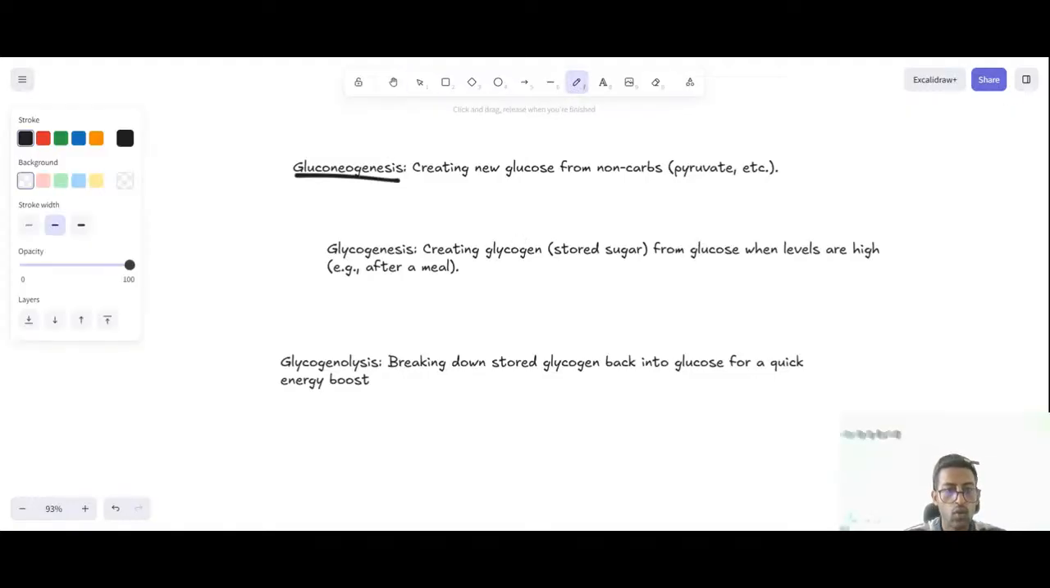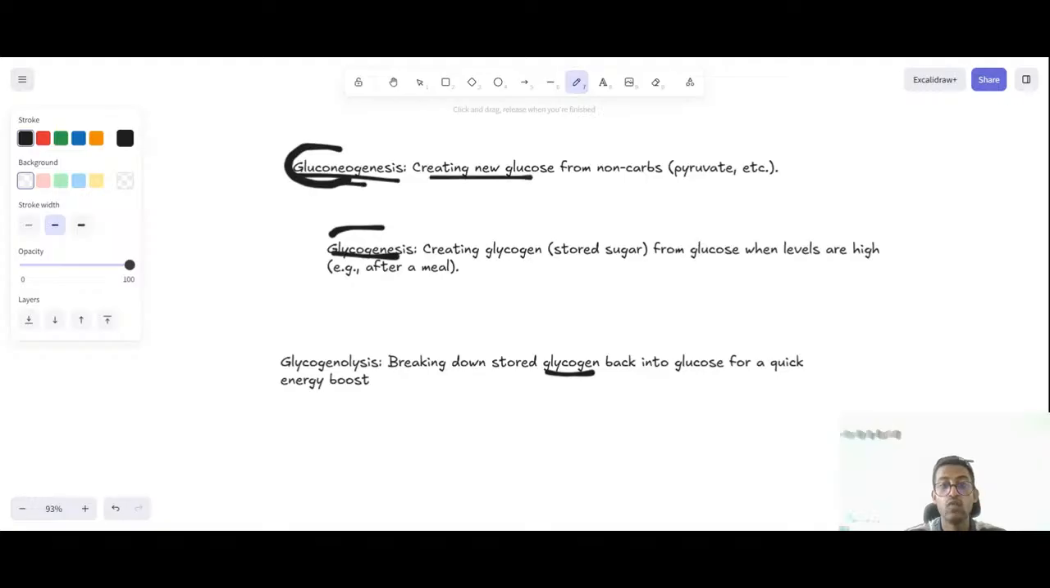So glycogenolysis, gluconeogenesis, and glycogenesis. These are very different. As you can see, this is glycogen, and then you have here gluconeogenesis.